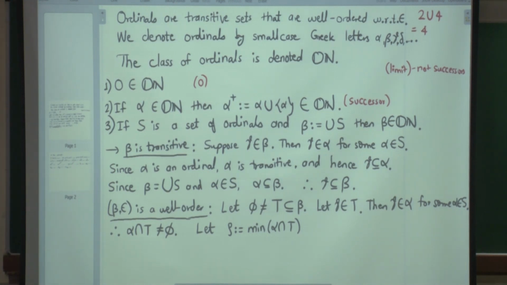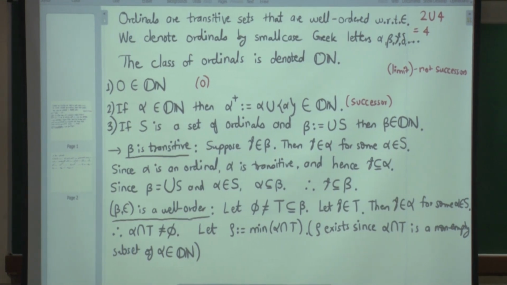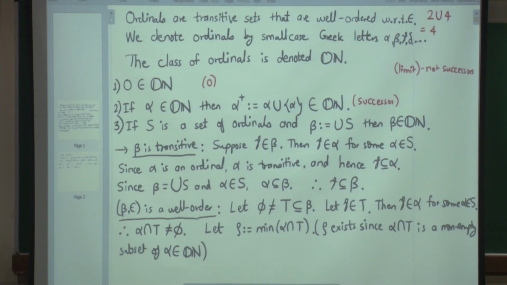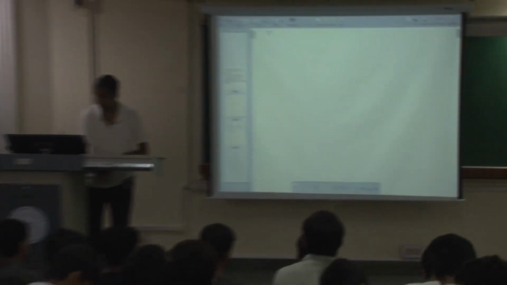See, why can I do that? Yeah, rho exists since alpha intersection T is a non-empty subset of alpha in On. Correct? Alpha is an ordinal and alpha intersection T is a subset of alpha and it is non-empty. So by the well-ordering property of alpha itself, alpha intersection T must contain a least element. I am just going to claim, I will add a new page now. So claim that rho is also equal to the minimum element of T.